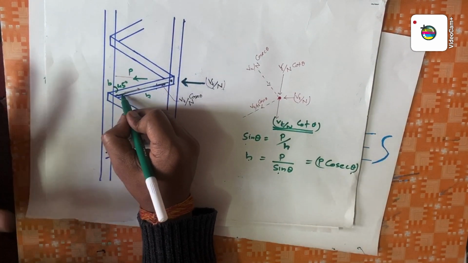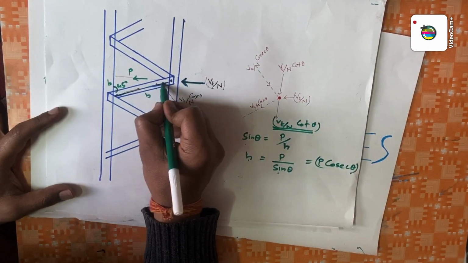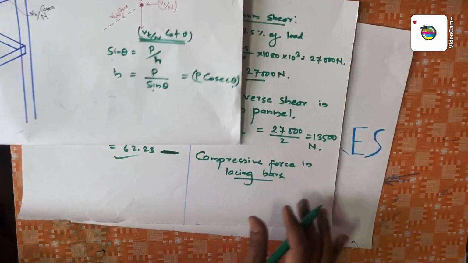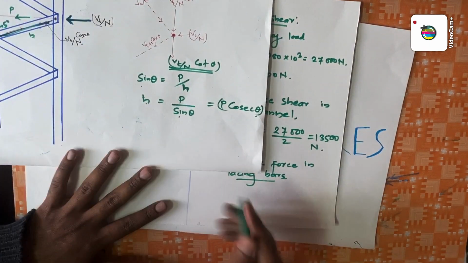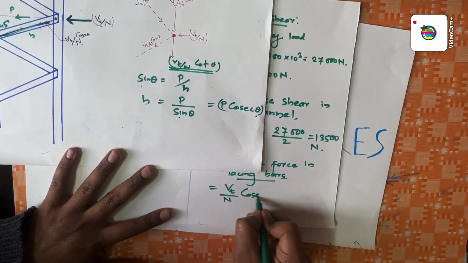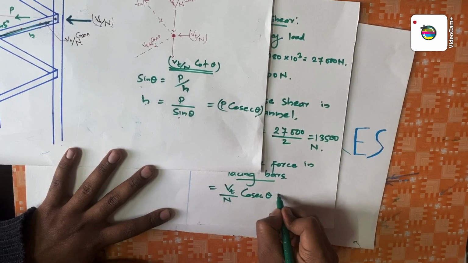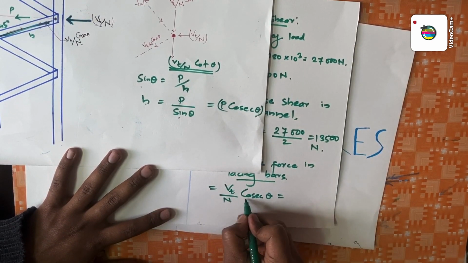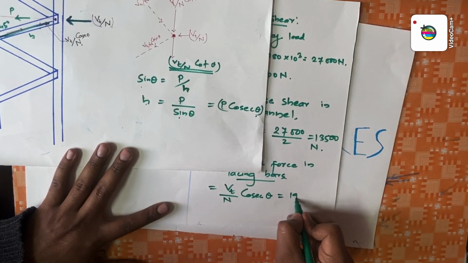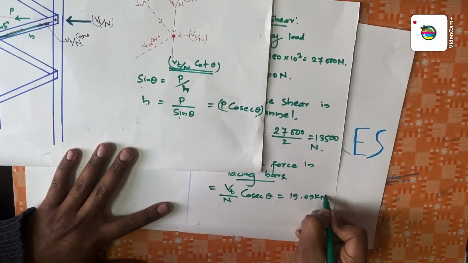The total force, that is the compressive force in this member, will be Vt by n cosec theta. That's why compressive force in lacing bar we can write as Vt by n cosec theta. If you calculate this value, Vt by n, which we already got, into cosec 45 degrees, you will get 19.09 kilonewton.